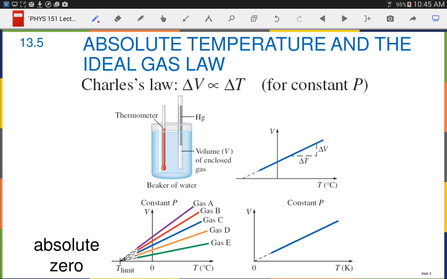So, if we take Charles' law, that gives us an extrapolation that shows that all materials are going to have zero volume at a specific temperature. And that's where we get our definition, absolute temperature, or absolute zero, initially.